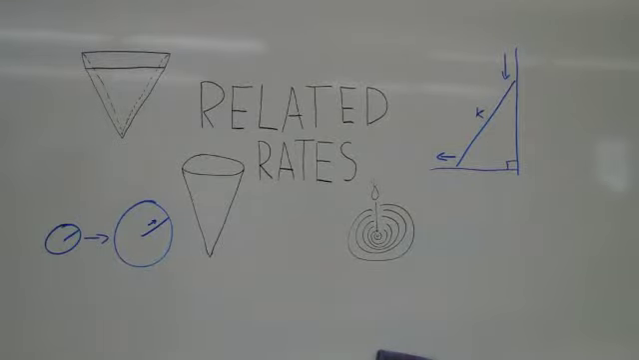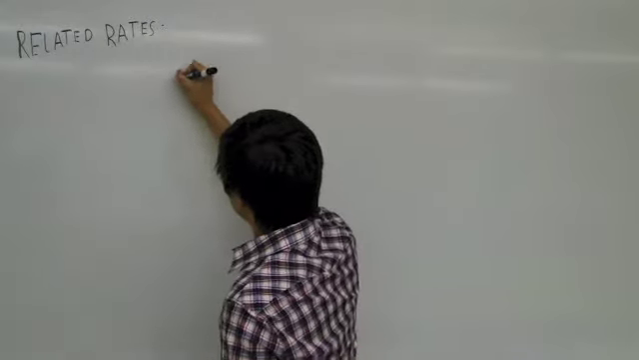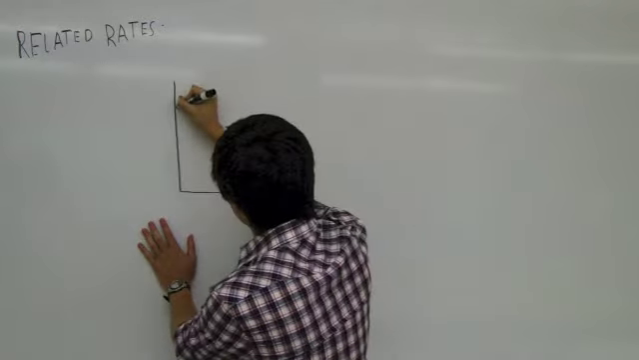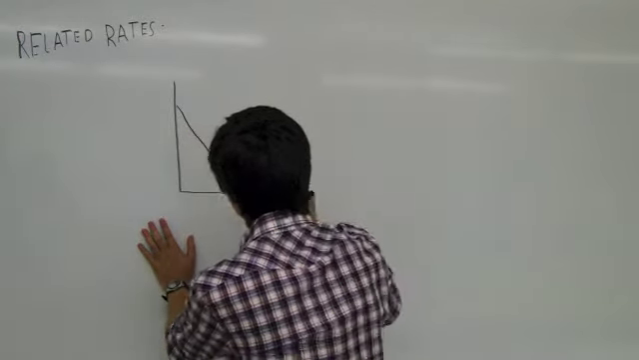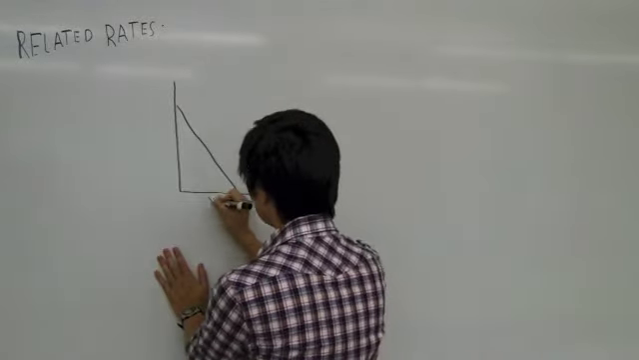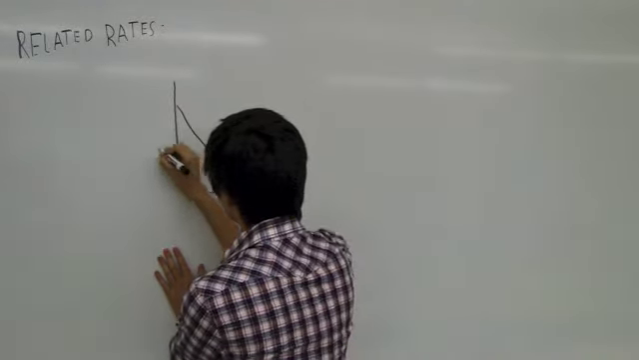So by now you should have learned about implicit differentiation. Related rates is a real-world application of implicit differentiation. So what is a related rate? Well, let's say you have a house, which makes a right angle with the ground, and there's a ladder leaning up against the house. The ladder, the house, and the ground all make a right triangle.